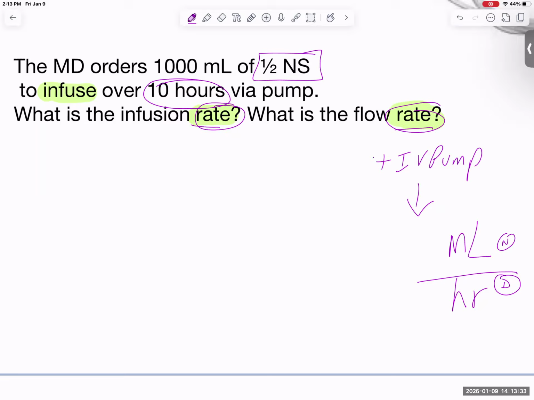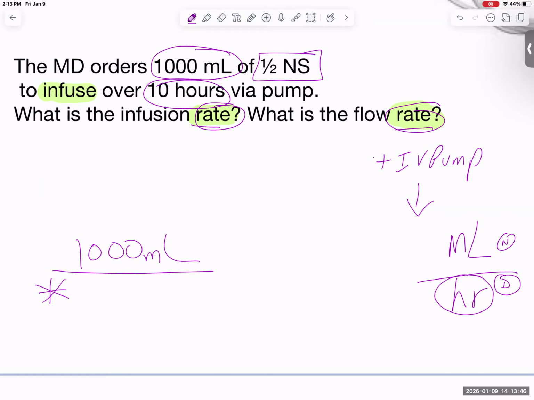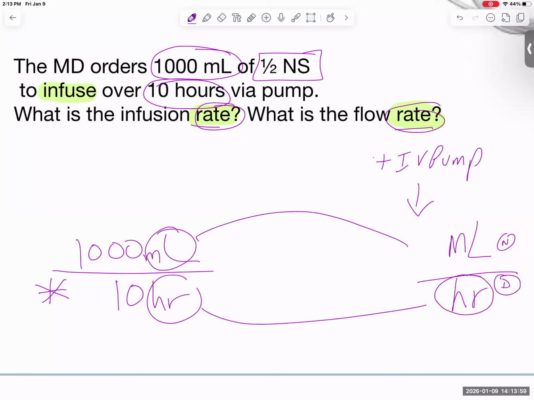What's the doctor's order? 1,000 milliliters, volume over time. What time do I put down here? 10 hours. 10 hours, it's not a trick question. So do I have my wanted? Yes, I do. So what's 1,000 divided by 10? What's my answer? 100 mLs per hour. There it is.